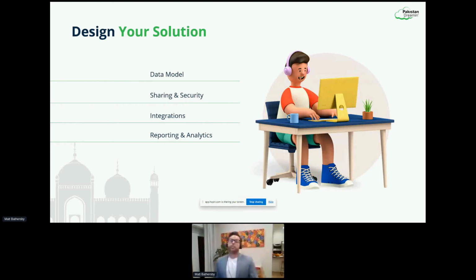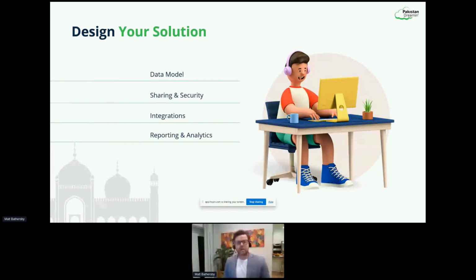Solution design is really where there is probably the most overlap between the roles of the different architects in any given project, particularly a Salesforce project. So when we think about the roles of the technical architect, the data architect, the solution architect, this is really where the collaboration comes in, probably more heavily than any of those other areas that I've touched on so far.